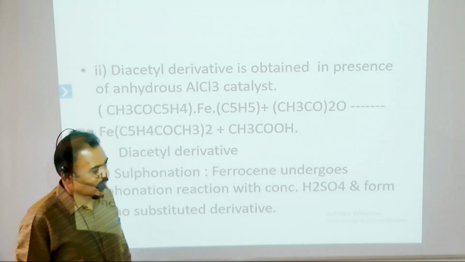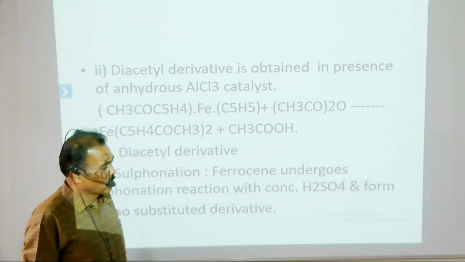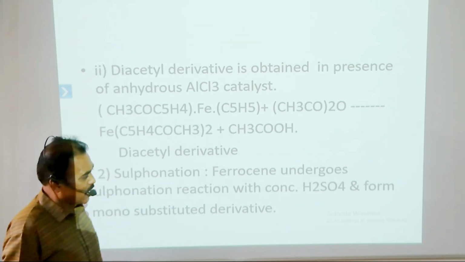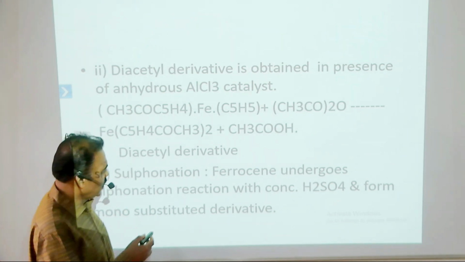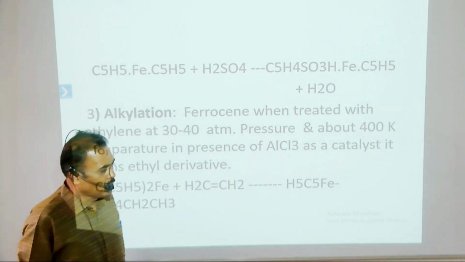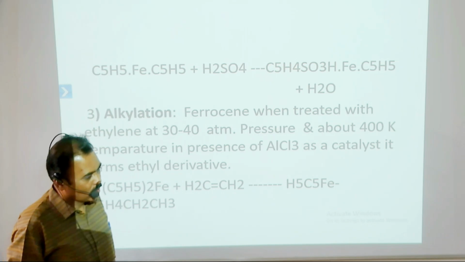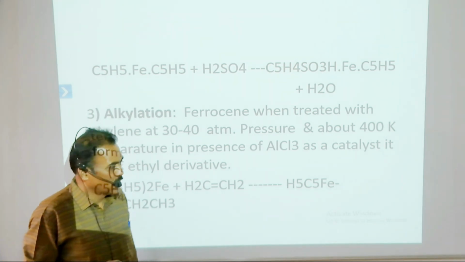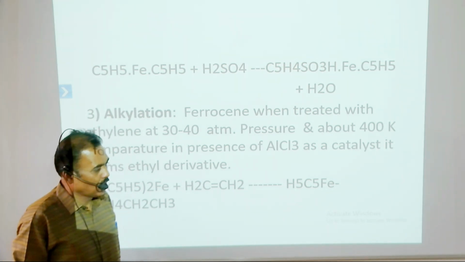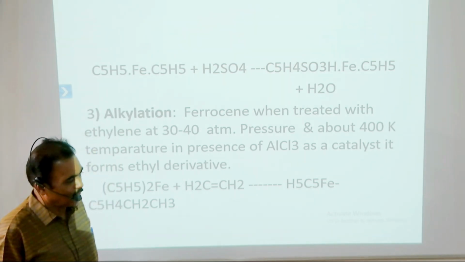Then the next reaction is sulfonation reaction. Ferrocene undergoes sulfonation reaction with concentrated H2SO4 and forms a monosubstituted derivative. So here C5H5-Fe-C5H5 plus H2SO4 produces C5H4SO3H-Fe-C5H5 plus H2O.